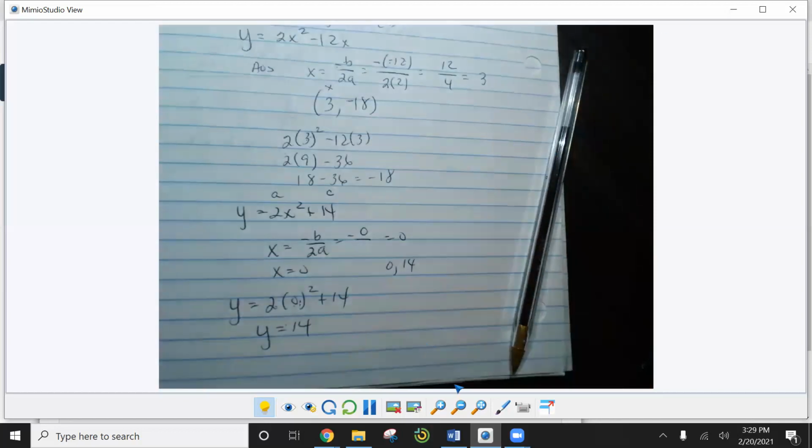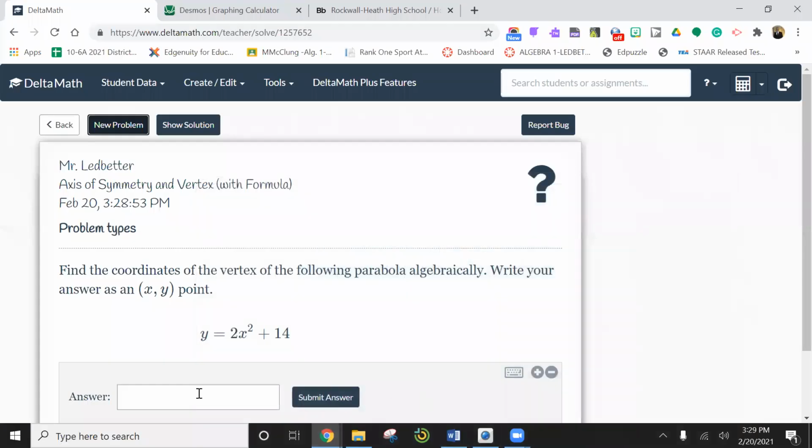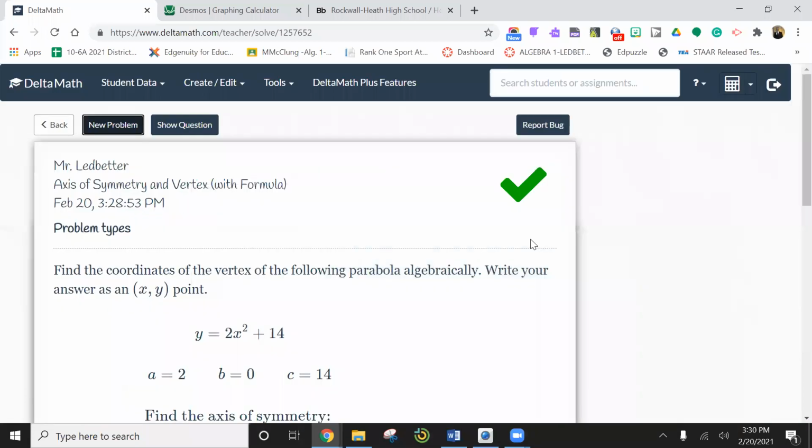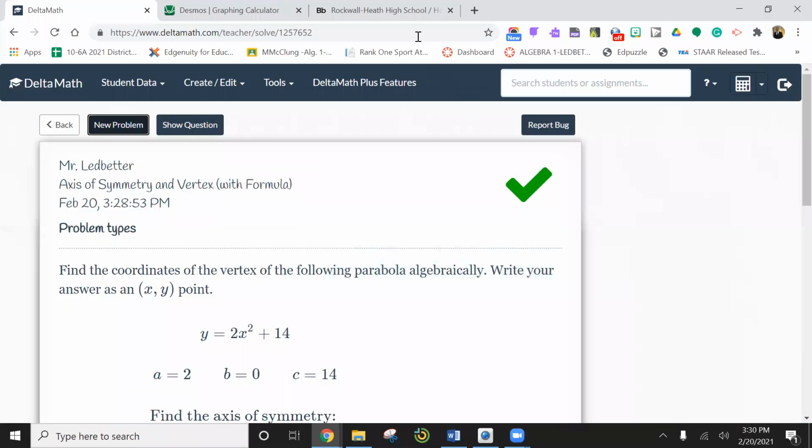And see, once you start doing these so much, you kind of pick it up pretty quickly. So open parentheses, 0, comma, 14. And there's my answer. That's it. Nice and easy.